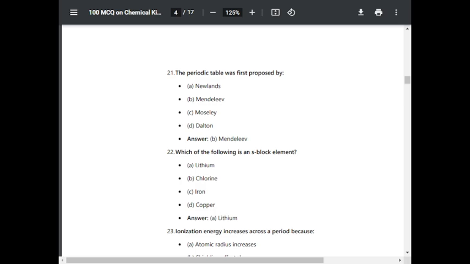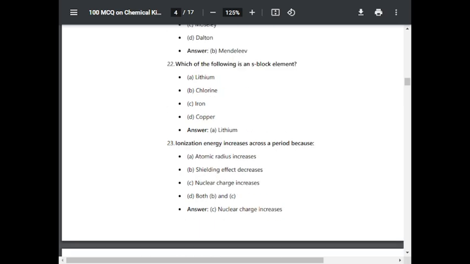Option A lithium, option B chlorine, option C iron, option D copper. The correct answer is lithium. Lithium is an s-block element. Out of these four, lithium is an s-block element, hence option A is correct. Question number 23.